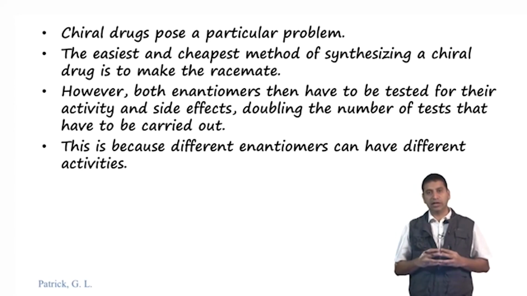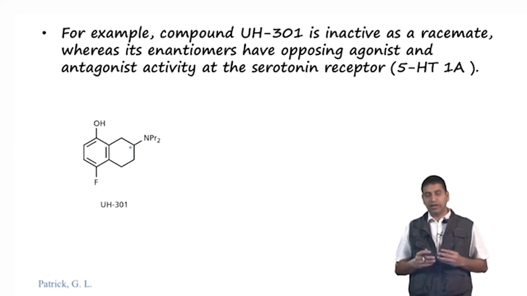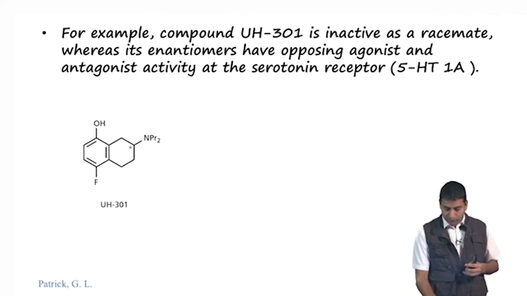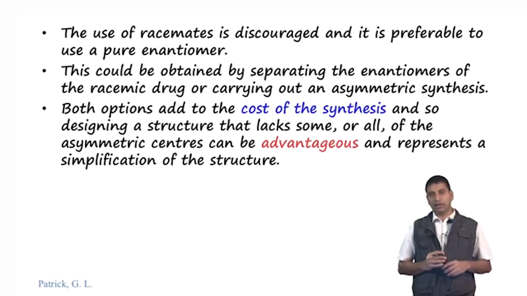As we very well recognize, enantiomers can have different activities. Therefore, if it is possible to simplify the structure wherein this chiral center can be removed altogether, then this might be a good strategy to follow. Here is an example, the molecule UH301, which is actually inactive as a racemate. This is a very interesting example because the opposing enantiomers, the R and S enantiomers, actually have opposing activity against the serotonin receptor. The R version has exactly the opposite activity as the S version. So when you test it as a racemate, on the whole it is inactive. The racemate is therefore discouraged, and it is preferable to use a pure enantiomer.